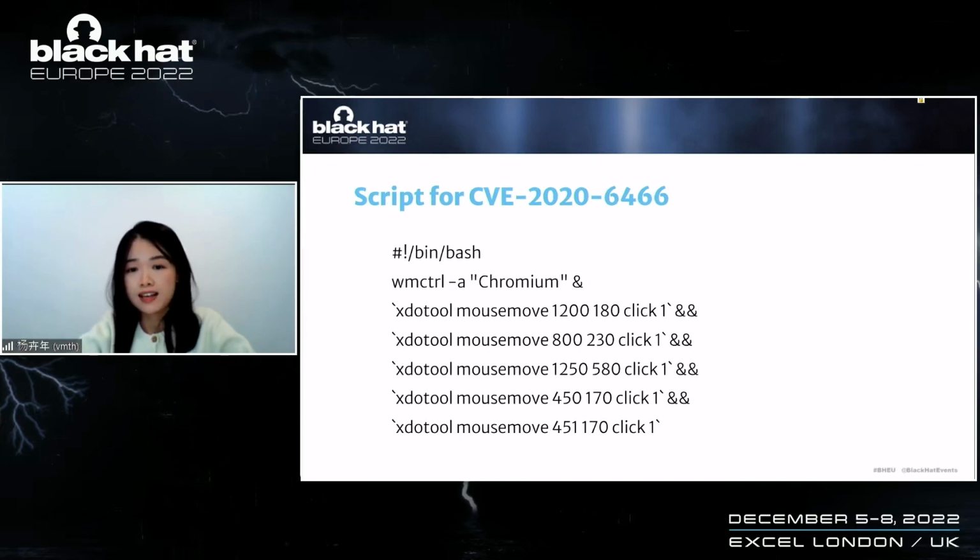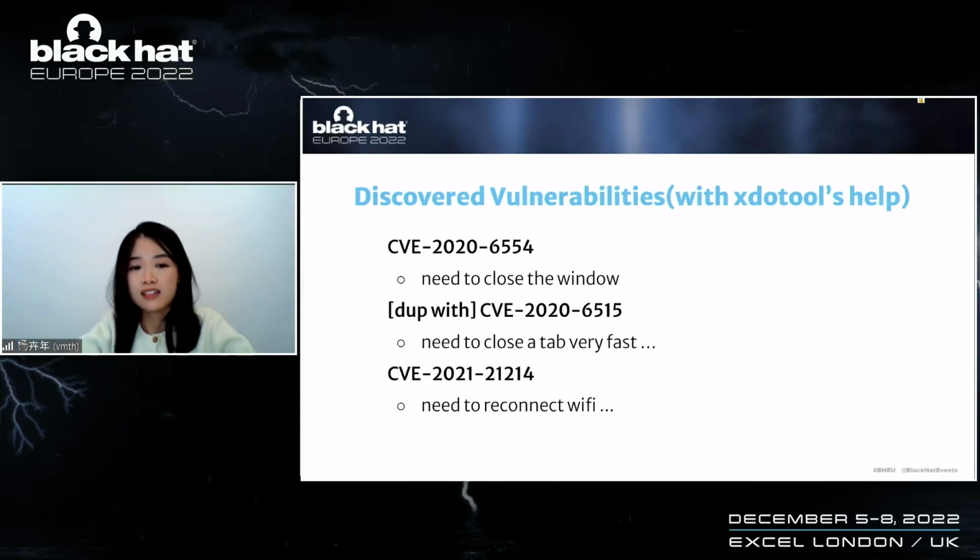So we added Xdotool to the fuzzer, and with the help of Xdotool, we found these interesting vulnerabilities. CVE-2020-6554 requires the user to close tab windows, which is actually a special situation where the vulnerability occurs at the stage after the browser receives a close event. And this duplicated issue requires the user to close the tab very quickly. And if you are not fast enough, it will not trigger. This is one of the reasons we strongly recommend using a simulated approach. CVE-2021-21214, an unspecified environment variable, network state related.